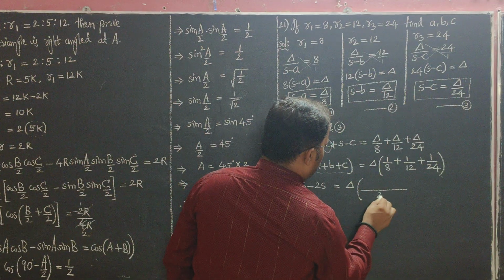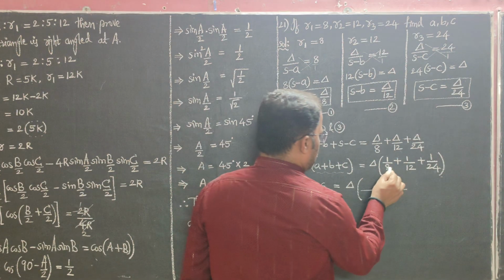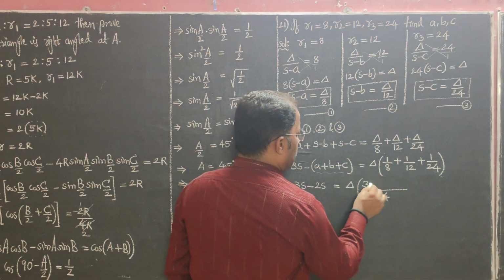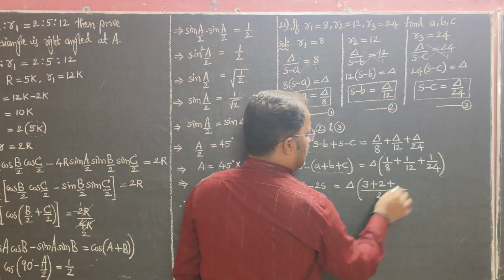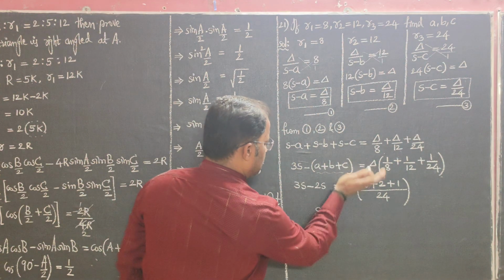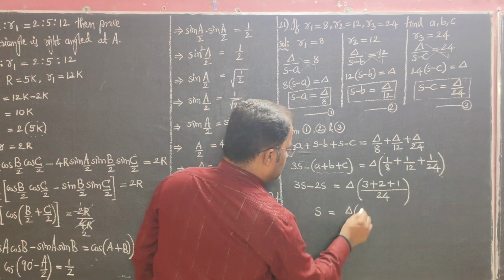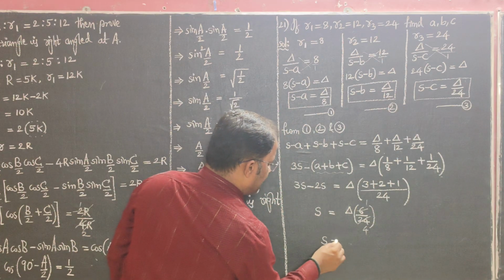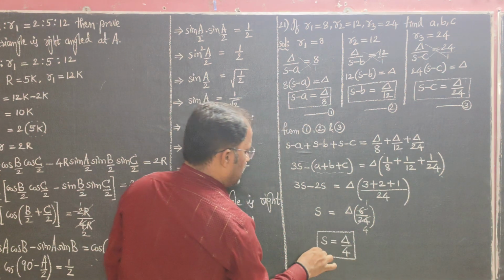See, LCM is 24 because 24 is in the 8th table and 24 is in the 12th table, means LCM is 24. In the 8th table, 24 is 8 threes, so multiply 3 with the numerator, 3 into 1 is 3. In the 12th table, 24 is 12 twos, so 2 into numerator 1 is 2, and the denominator LCM is the same, means numerator as it is. So 3s minus 2s means s equals delta. See, 3 plus 2 is 5, 5 plus 1 is 6, delta as it is, 6 by 24. Clear? 6 fours are 24. So s equals delta by 4. Clear? s equals delta by 4.